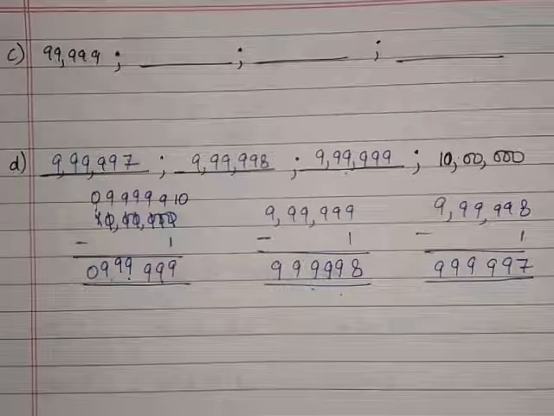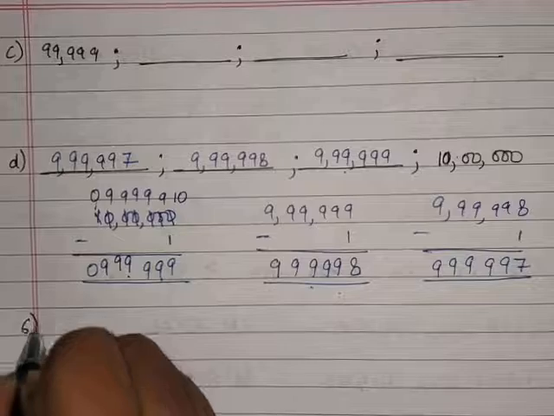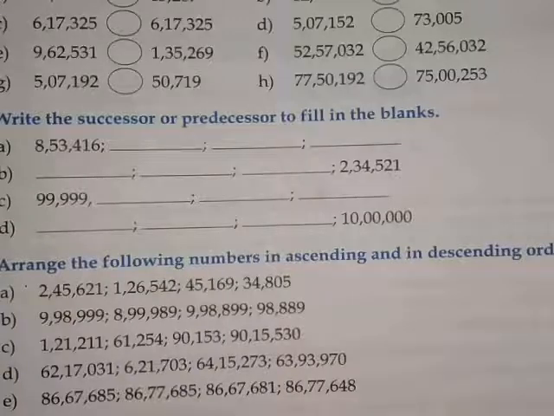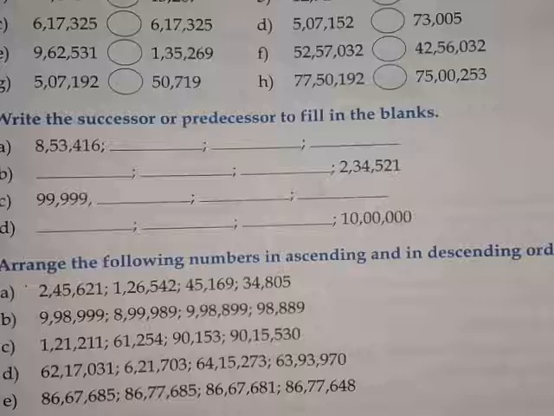Now we will come to our 6th question. So what is our 6th question? See in the book, it is given: arrange the following numbers in ascending and in descending order. So what is the meaning of ascending order? Ascending order means small to big. And descending order means big to small. We can say that ascending and descending orders are the opposite of each other. Ascending means small to big, descending means big to small.